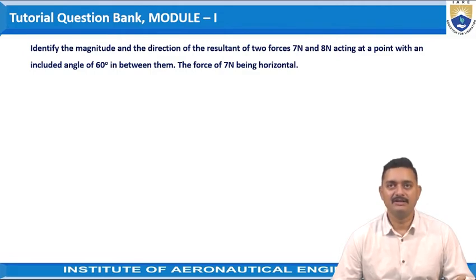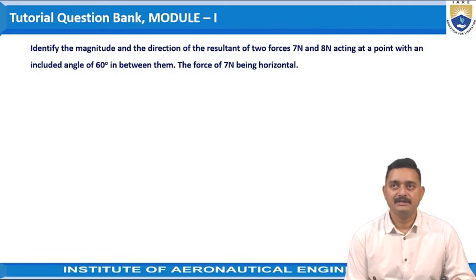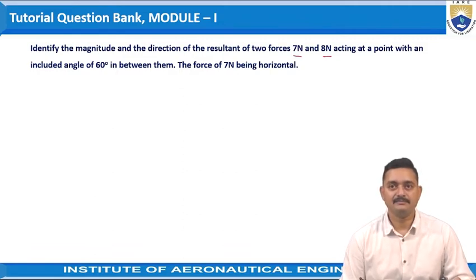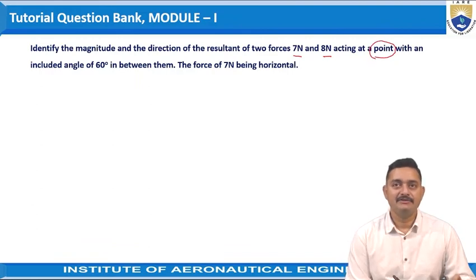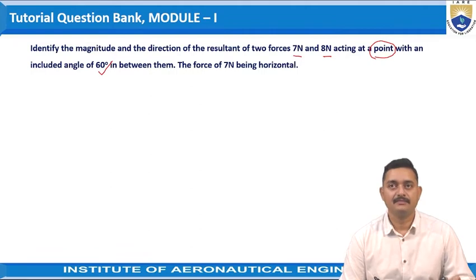So as the problem says, there are two forces present. One is a 7 Newton force and the other is an 8 Newton force. These two forces are acting at a point, and the angle between these two forces is given as 60 degrees. Also, there is a clue given here that the 7 Newton force is horizontal.